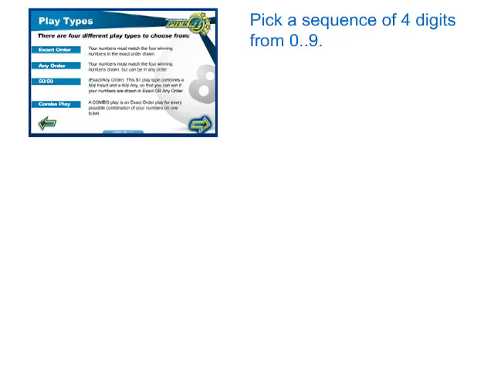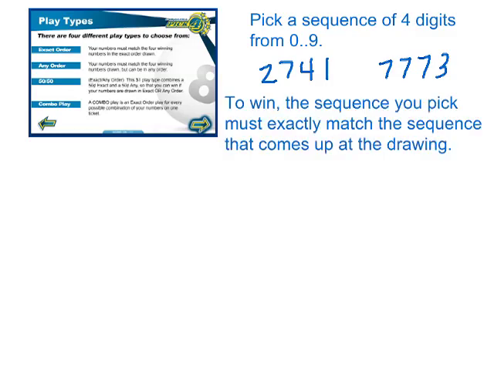For example, you might pick the sequence 2, 7, 4, 1. Or you might pick the sequence 7, 7, 7, 3. For example, if this is your pick, and the sequence that's drawn is 7, 2, 4, 1, you lose. If this is your pick, and the sequence that's drawn is 7, 7, 3, 7, you lose. The numbers and the order have to match exactly.